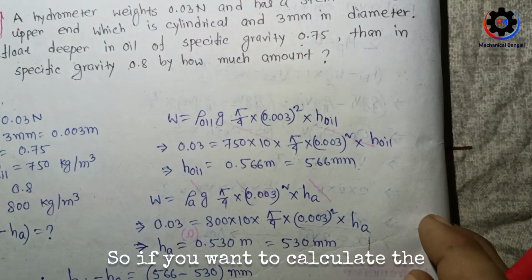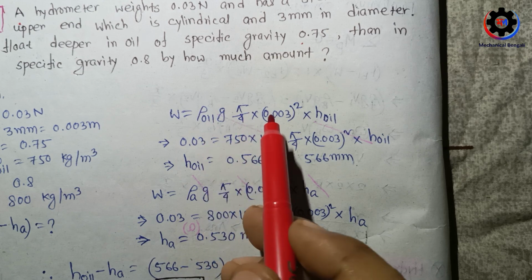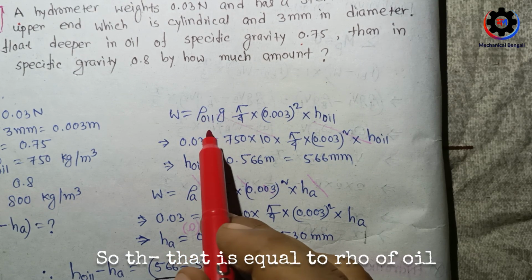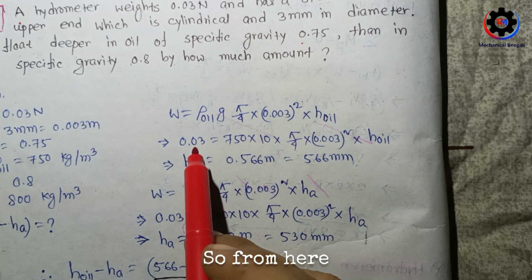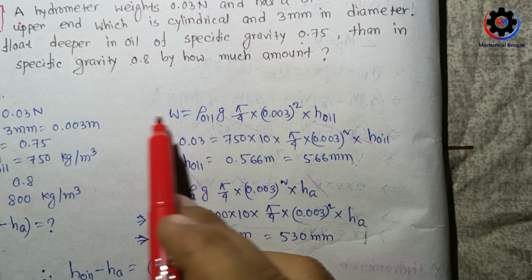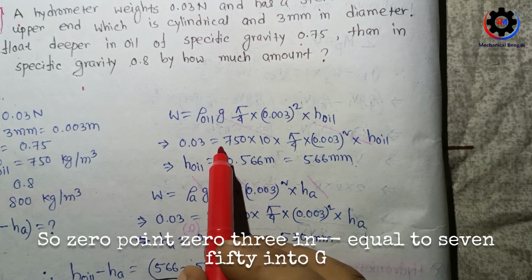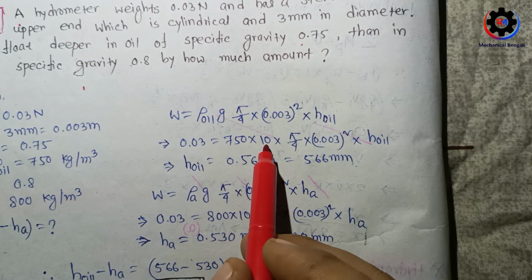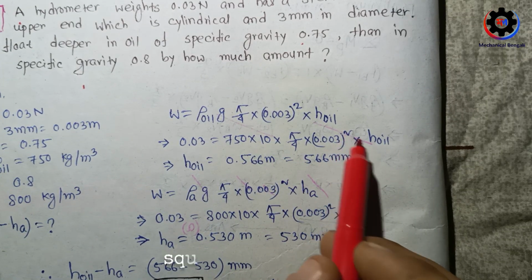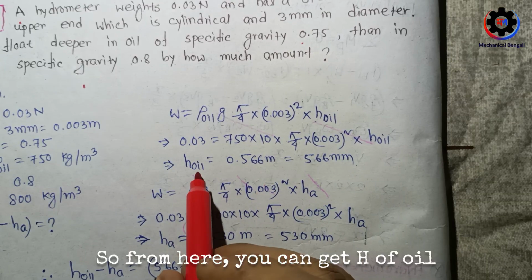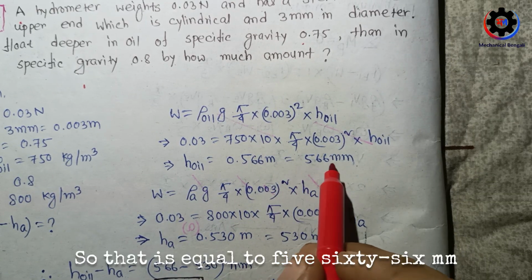So if you want to calculate the weight of the body, that is equal to rho of oil G into pi by 4 into D square into H of oil. The weight of the hydrometer is given as 0.03. So 0.03 is equal to 750 into G, consider this as 10, into pi by 4 into 0.003 square into H of oil. From here you can get H of oil, that is equal to 0.566 meter, which is 566 mm.